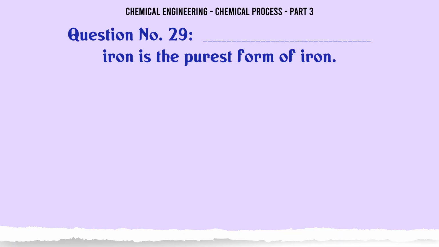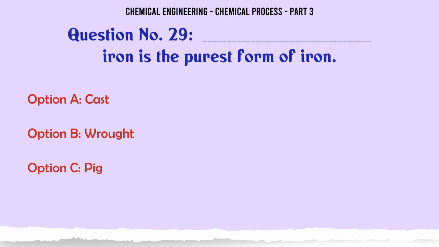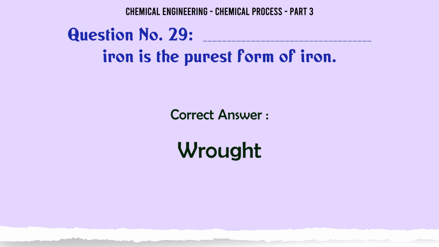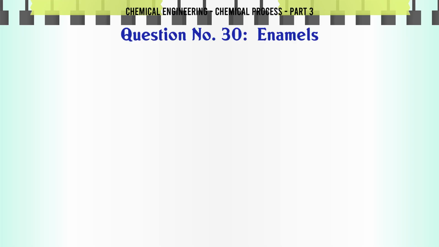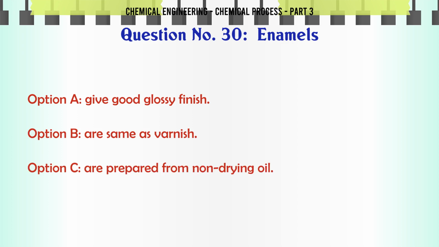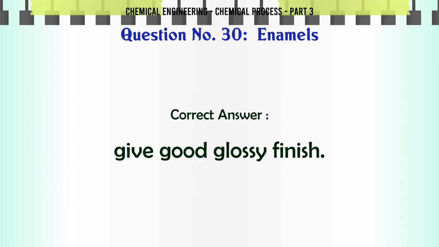Which is the purest form of iron? A. Cast, B. wrought, C. pig, D. high silicon. The correct answer is wrought. Enamels: A. Give good glossy finish, B. Are same as varnish, C. Are prepared from non-drying oil, D. Do not contain pigment. The correct answer is give good glossy finish.